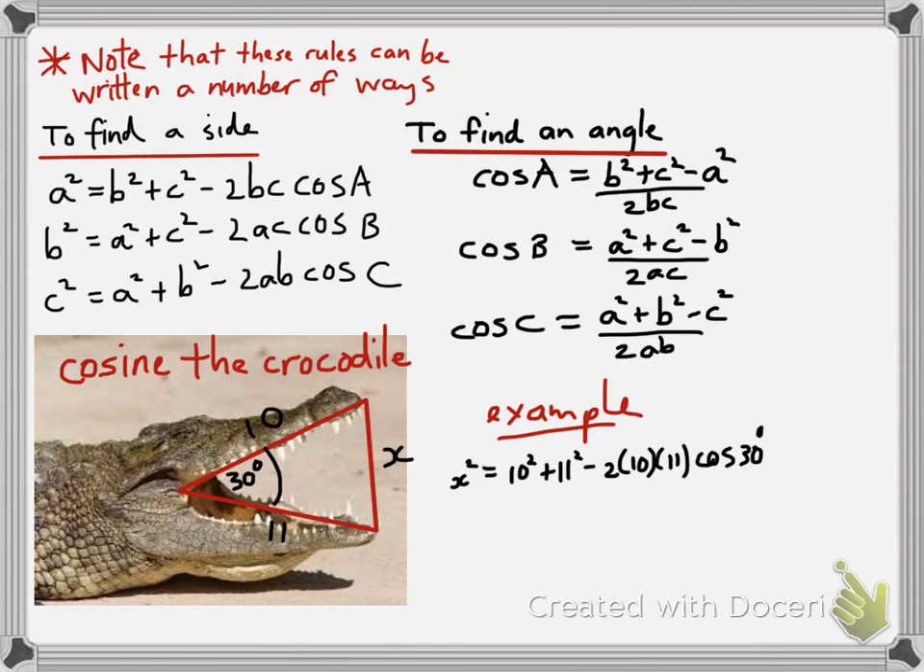Okay, so in the example here I've got x squared equals 10 squared plus 11 squared minus 2 times 10 times 11 cos 30. So remember that if I want to find a side length, it's the other two sides squared and added together minus twice their product times the cos of the angle, 30. If I simplify that, don't forget that I need to take the square root to find x. So we get 5.52.